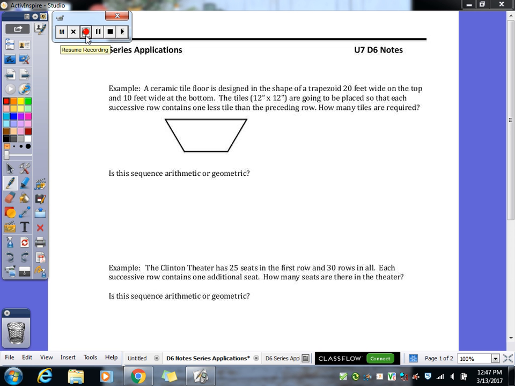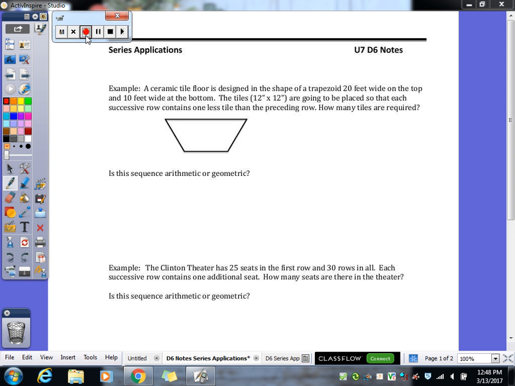Last class we learned about series, which if you remember, just means you take your sequence and add up all the terms. That is what a series is, just the sum of your sequence terms. So now we have various word problems dealing with series applications, and you have to be able to figure out, A, is it arithmetic or geometric, and then that tells you which formula you're going to use.